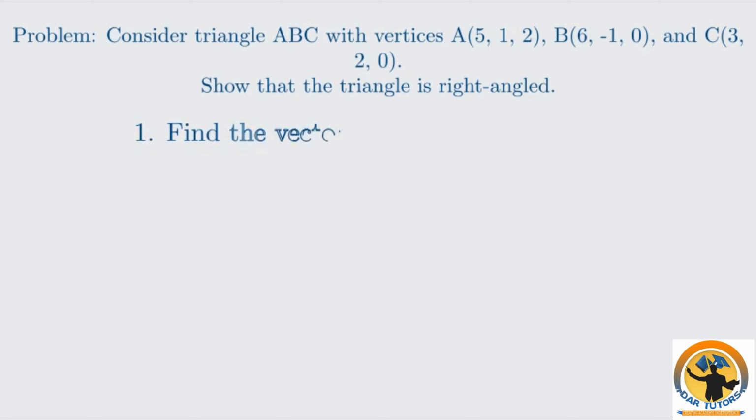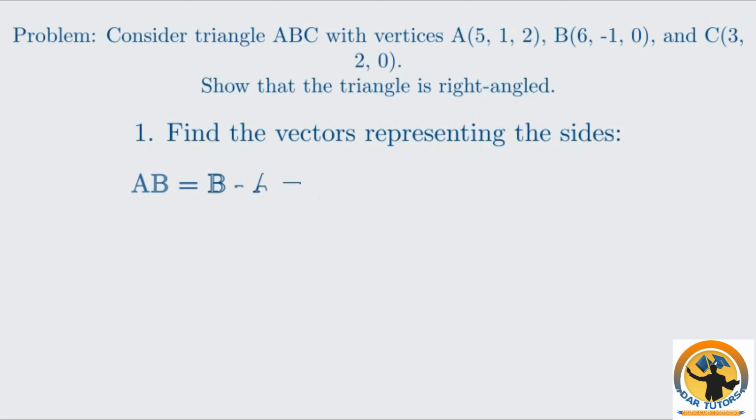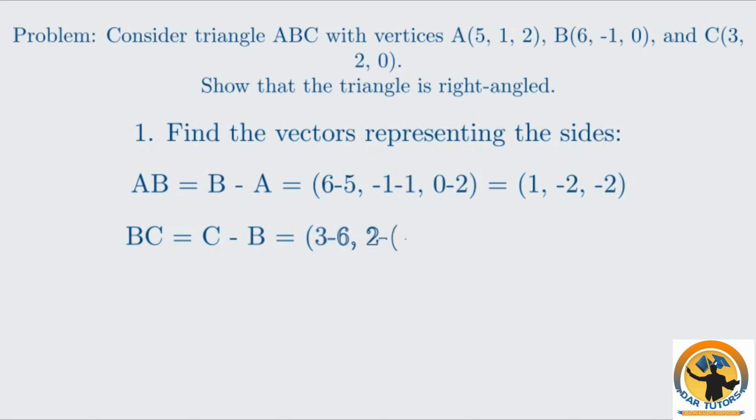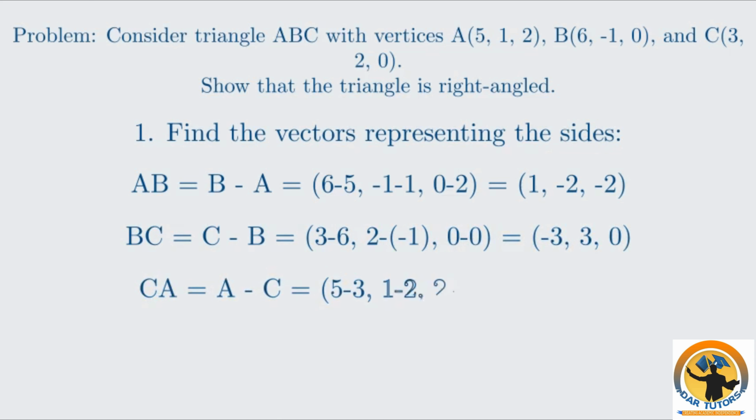First, let's find the vectors representing the sides of the triangle. The vector AB is found by subtracting the coordinates of A from B, giving (1, -2, -2). The vector BC is C minus B, which is (-3, 3, 0). And the vector CA is A minus C, which is (2, -1, 2).